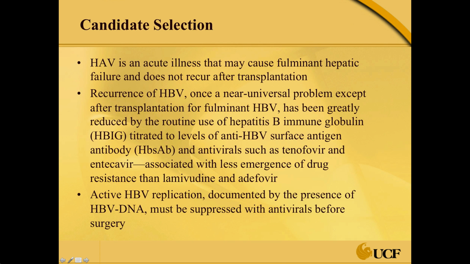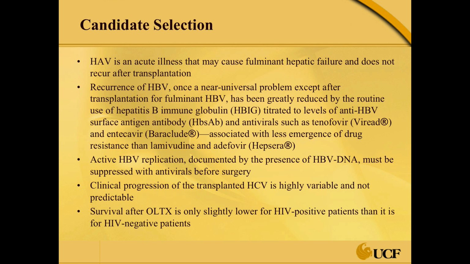Active hep B replication documented by the presence of HBV DNA must be suppressed with antivirals before a patient can go into having surgery. That makes sense, right? We wouldn't want to have a patient who has high levels of hepatitis B DNA floating around in the bloodstream to then undergo a transplantation, and then what's going to happen? Yes, the new liver is going to become infected as well. So we've got to get those under control before surgery.